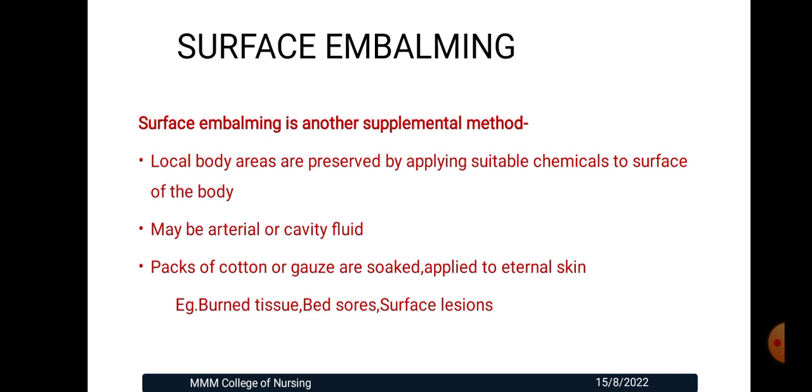Surface embalming. Surface embalming is another supplemental method. The local body areas are preserved by applying suitable chemicals to the surface of the body. It may be arterial or cavity fluid, a pack of cotton or gauze soaked and applied to the affected skin. Examples: burn tissue, bed sore, surface lesions.